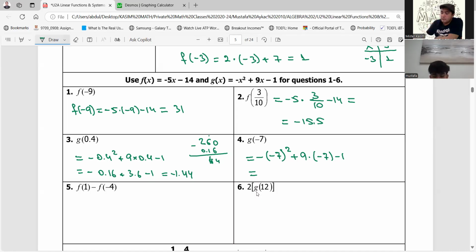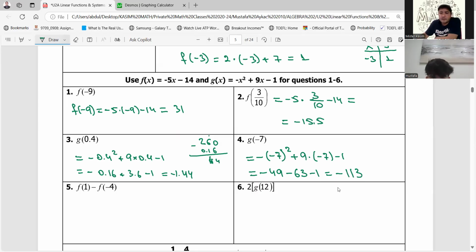Negative 15? No. Look, Mustafa, negative 7 squared is 49, right? So here we have minus, so that is negative 49. And 9 times negative 7 is negative 63, right? And negative 1. All of these numbers are negative, so that means that we have to combine them, right? 49 plus 1 is 50. 50 plus 63 is negative 113.